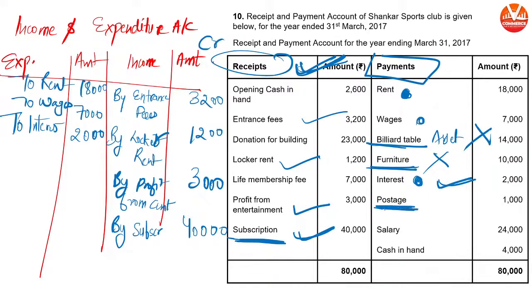Then we have postage. Yes, postage will be recorded. To postage 1,000. Then we have salary. Yes, salary will be recorded on the debit side.